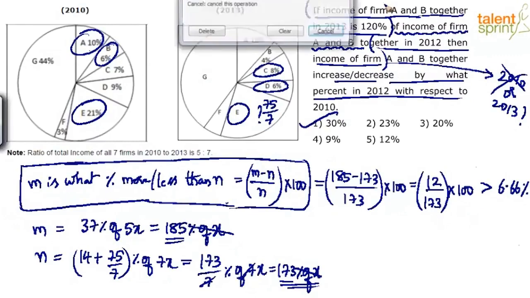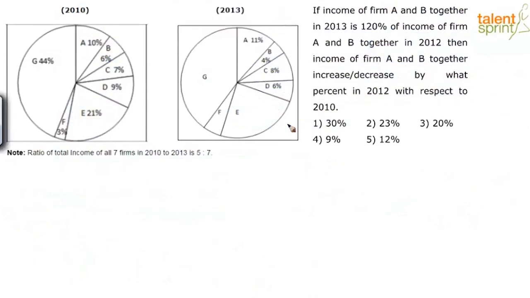Here's the next one. I think the last one from this pie chart. So you have 1 more minute and your time starts now. A and B together in 2013 is 120% of A and B together in 2012. Then A and B together increase or decrease by what percentage in 2012 with respect to 2010? So interesting one again. Let's see how many of you get the answer.